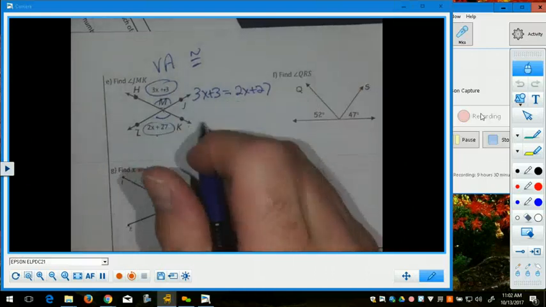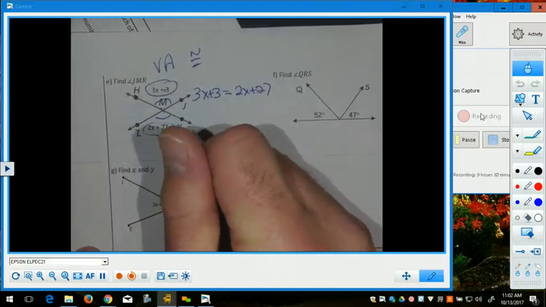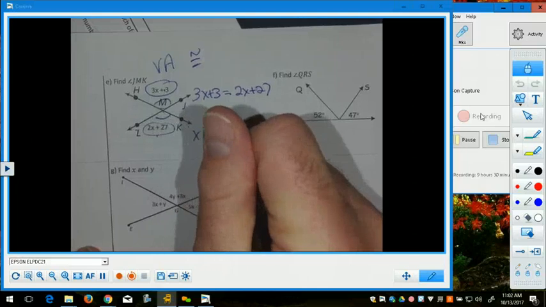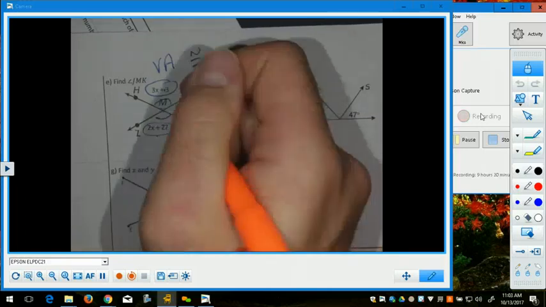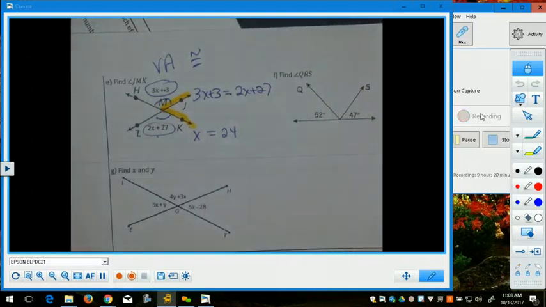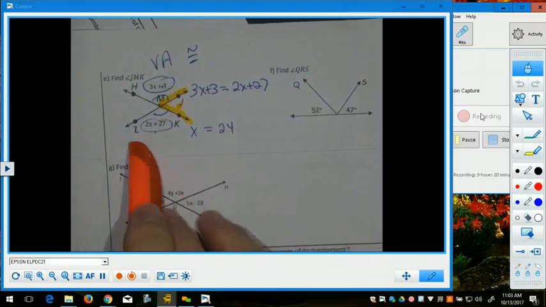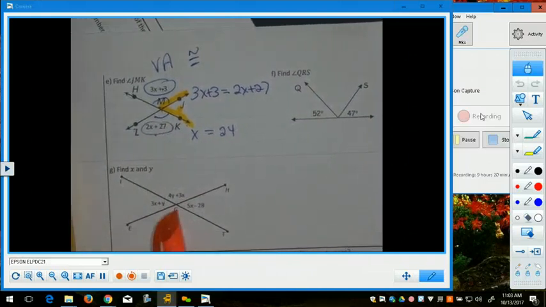Get my variable to one side. I now have x, and subtract 3 equals 24. But they didn't want x, they actually want the measure. I'm missing my highlighter. The measure of angle JMK. JMK is that angle, not one that I have an expression for. I'm going to plug this into the ones I do have an expression for and make sure they turn out the same. 2 times 24 plus 27 is 75 degrees.